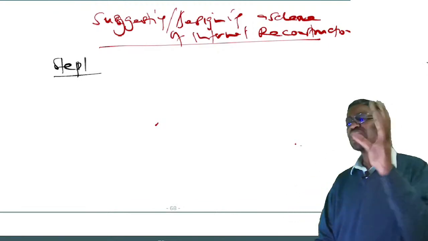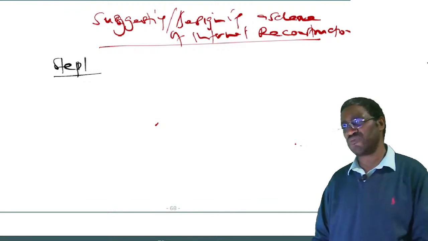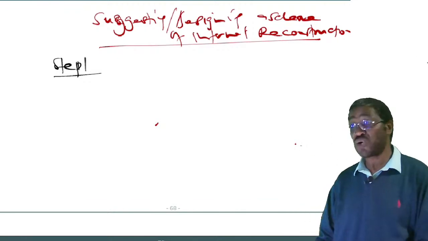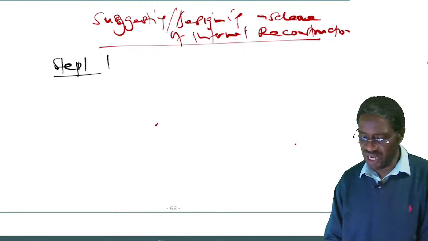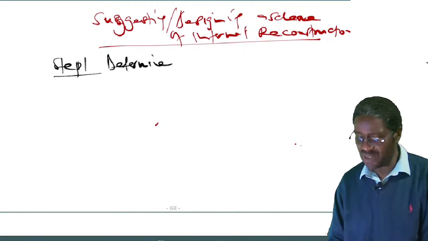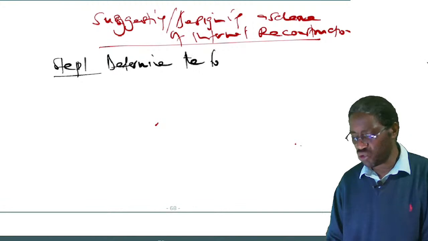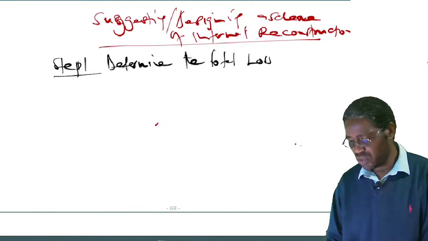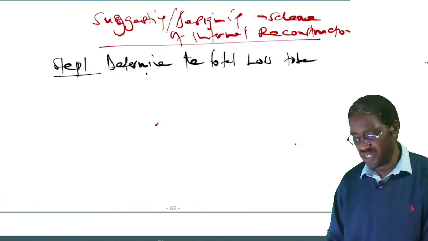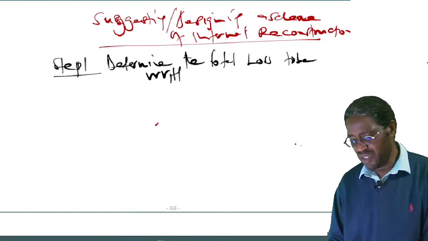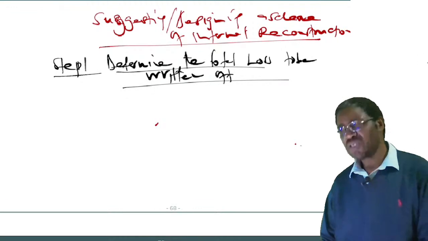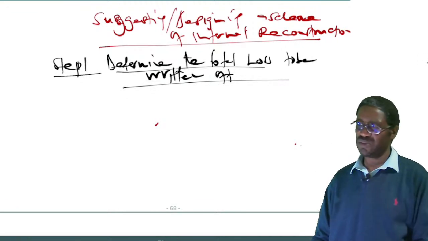Cumulatively, what are the total losses that this company will suffer in the process of reconstructing themselves? So you determine, that's step number 1: determine the total loss to be written off. That's step number 1. So how do you determine that?